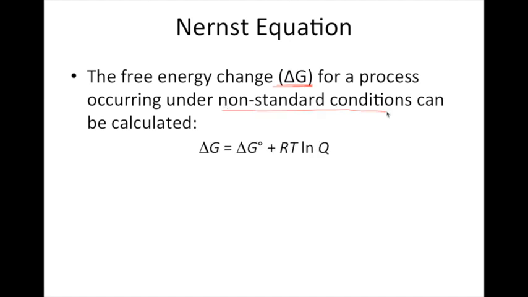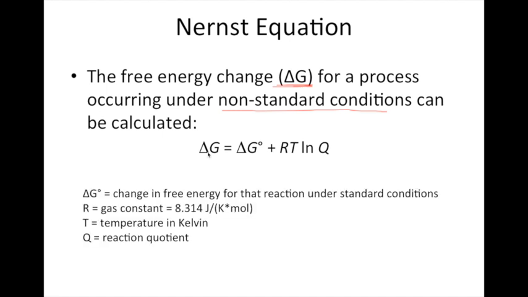And we came up with this equation where delta G is our free energy change under non-standard conditions. Delta G naught is the delta G value for the standard conditions. R is our gas constant, T is the temperature in Kelvin, and Q is our reaction quotient, which allows us to use our concentrations that are non-standard.